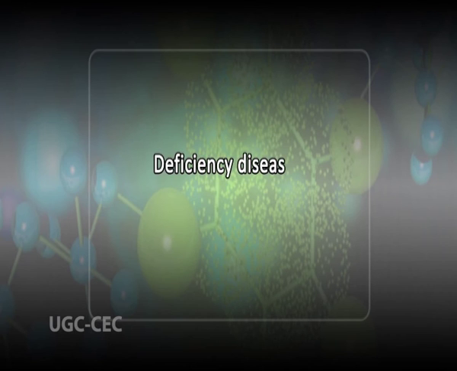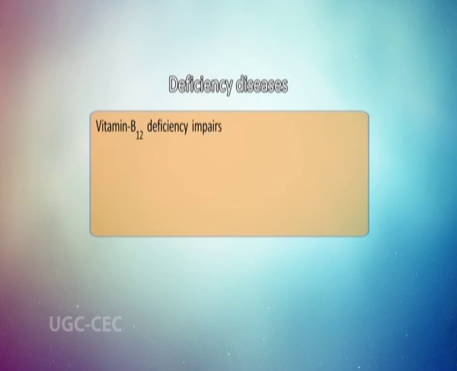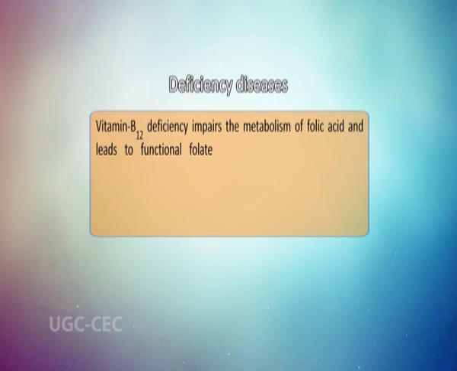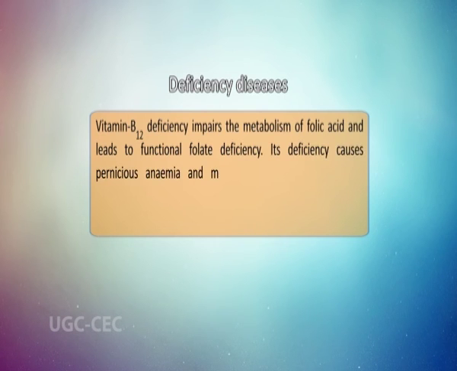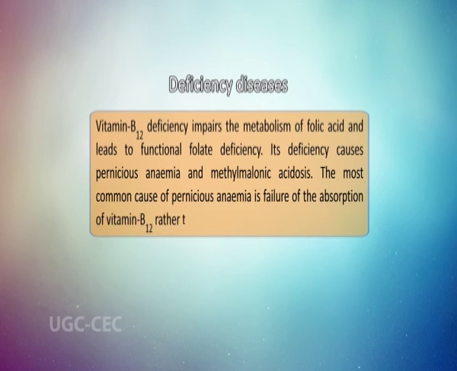Now, deficiency diseases. Vitamin B12 deficiency impairs the metabolism of folic acid and leads to functional folate deficiency. Its deficiency causes pernicious anemia and methylmalonic acidosis. The most common cause of pernicious anemia is the failure of absorption of vitamin B12 rather than dietary deficiency.